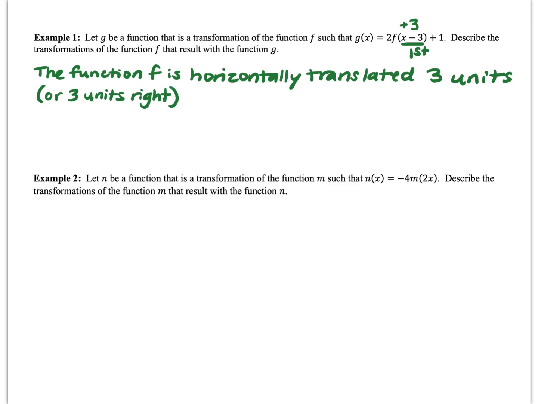Next, let's move to this part, the 2, the a value, because after we translate it 3 units to the right, we're going to dilate it by a factor of 2. So vertically dilated by a factor of 2.